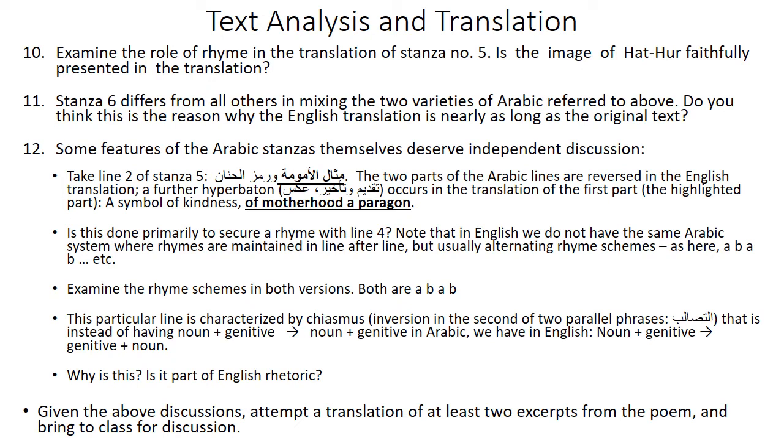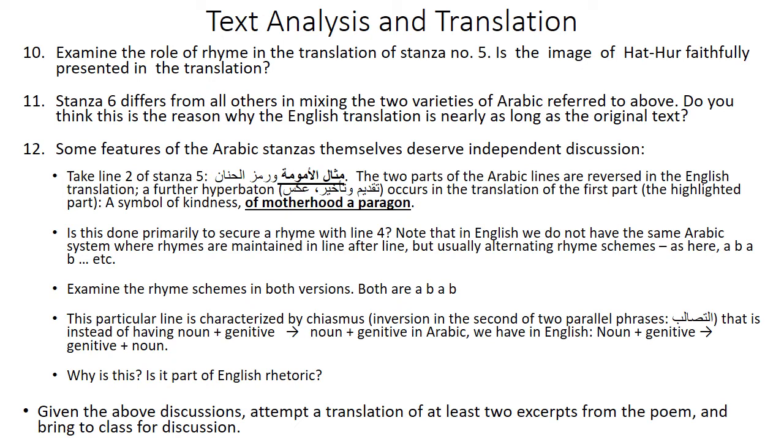Two hyper pattern instances. The first one, مثال الأمومة ورمز الحنان, he put رمز الحنان first, so he said a symbol of kindness. And for مثال الأمومة he made another hyper pattern, which is the chiasmus, which we call in Arabic التصالب. Inversion in the second of two parallel phrases. The chiasmus here: مثال الأمومة he translated as of motherhood a paragon. Okay, of motherhood a paragon.